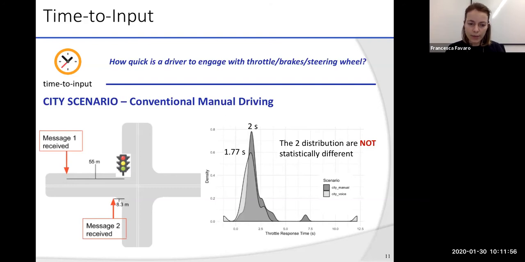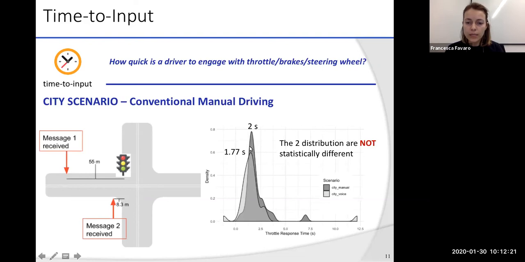So they were stopped at red, and then the traffic light became green, and at the same time, they would receive a text that was awaiting a reply. We repeated this twice, manually and vocally, and then analyzed the distribution of what people had done. What we found was that the time to throttle distribution was not statistically different for either the vocal or manual interface. The dark gray is manual, the light gray is vocal.